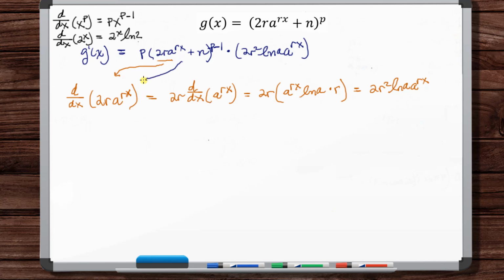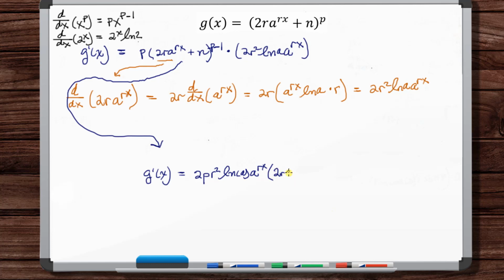But we want to clean this up, right? So g prime of x is equal to, we could just say 2p r squared natural log of a to the rx, and then 2r a to the rx plus n, to the p minus 1. And that's your answer.